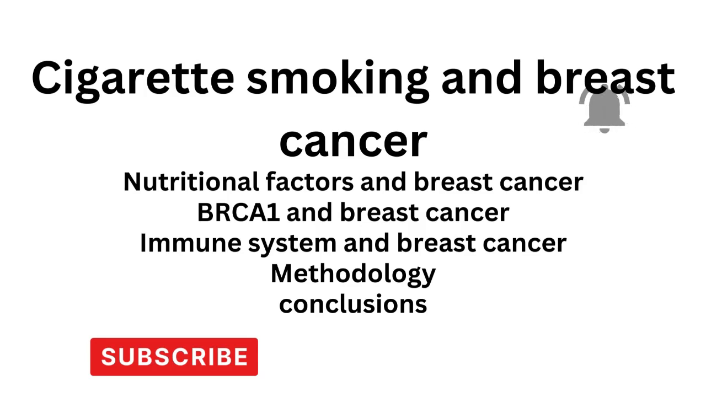Mutation of BRCA1 raises the risk of breast cancer to 51% and 85% by the age of 50 and 70 years, respectively. It also raises the risk of ovarian cancer to 23% and 63% by the age of 50 and 70 years, respectively, 60. Immune system and breast cancer.